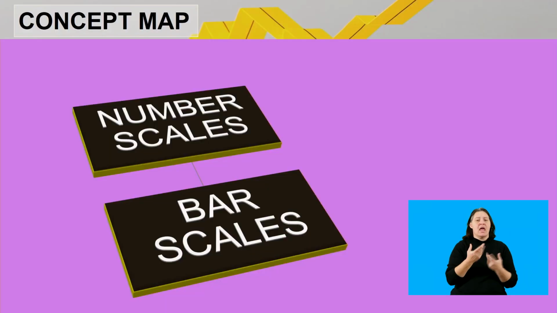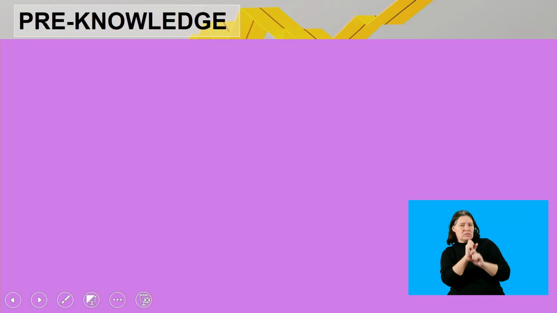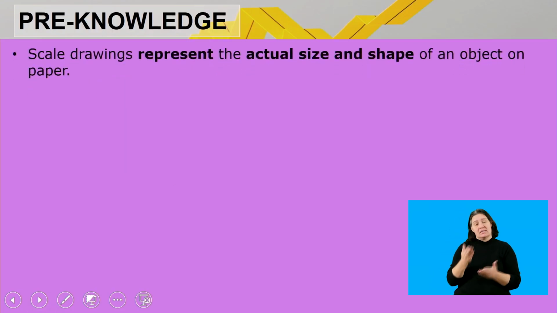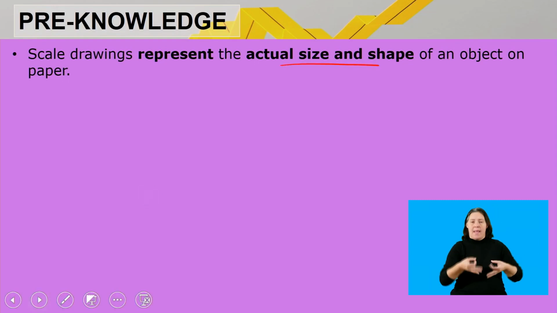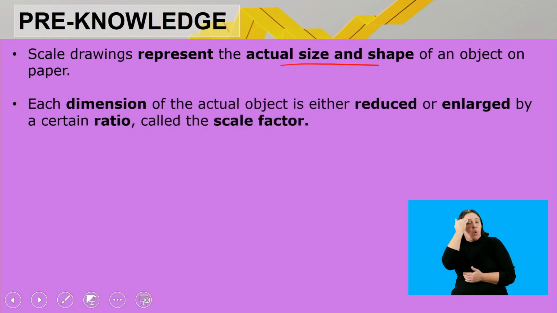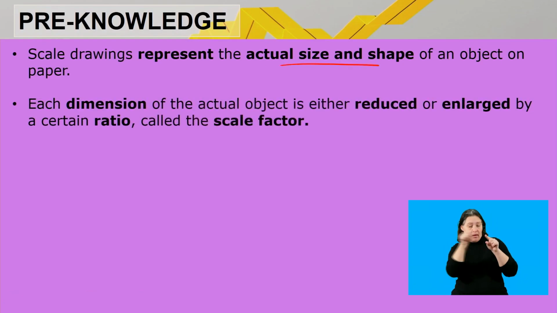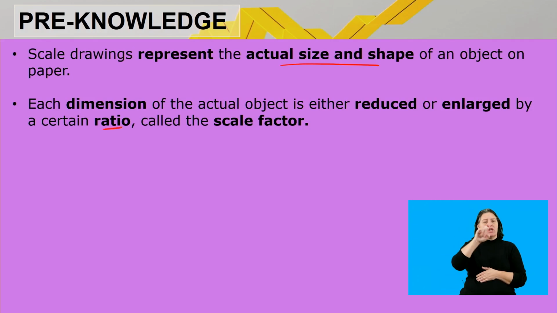Now let's look at today's lesson or concept map. As I've indicated, our main topic here today will be scales, but we'll look at number scales and thereafter we'll focus on bar scales. Now let's quickly look at some other important information that you should know by now. Scale drawings represent the actual size and shape of an object on paper. You should also know that each dimension of the actual object is either reduced or enlarged by a certain ratio. Very key. And this is called the scale factor.